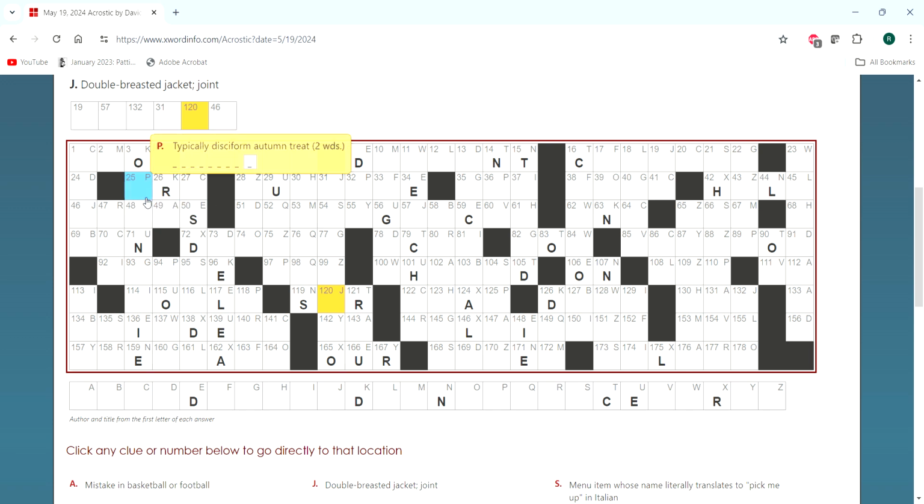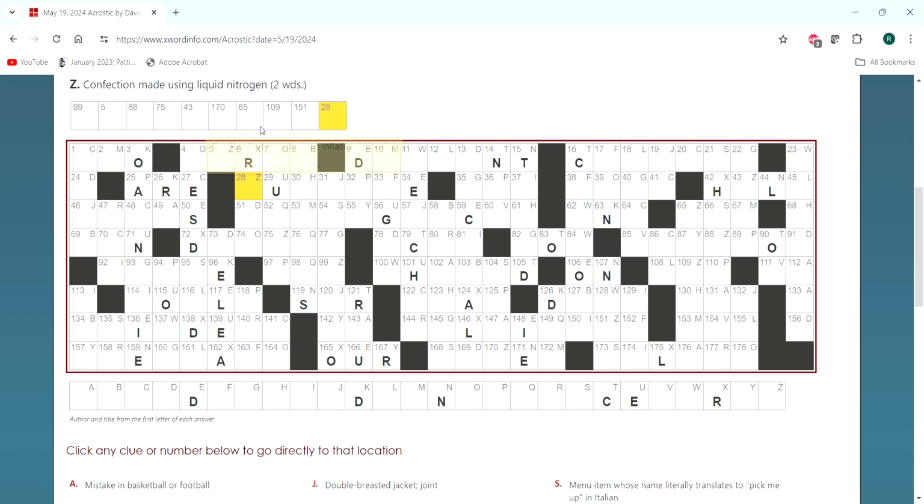Blank R blank up here. It could be try maybe. Most likely it's ARER. If I put in an A here and an E here, what does that do for us? That gives us a typically disciform autumn treat that ends with an A. Yen that might cause inflation. Don't know that one either.